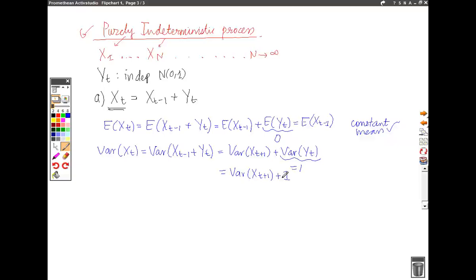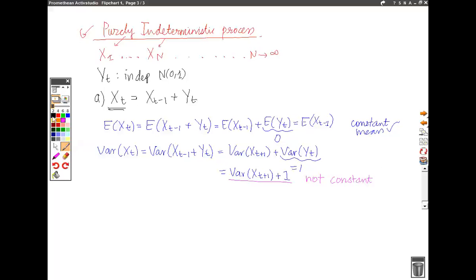The variance is not constant. It is increasing by 1, right? So the variance of xt is the variance of xt minus 1 plus 1. But the variance of xt minus 1 would be the variance of xt minus 2 plus 1. And if I compare the variance of xt and the variance of xt minus 2, there will be a difference of 2, right? So this process is clearly not stationary. This right here is not constant.